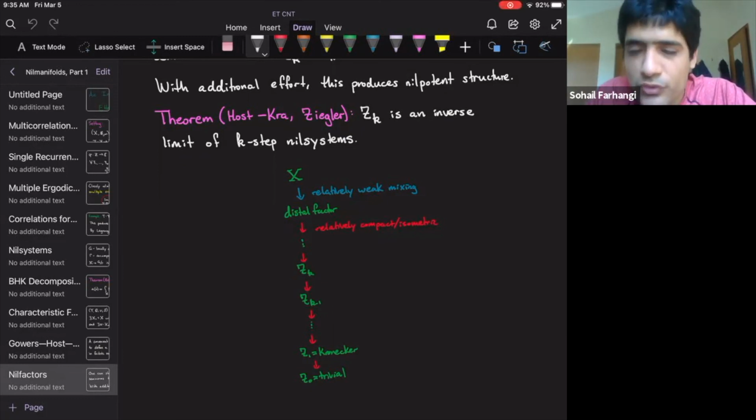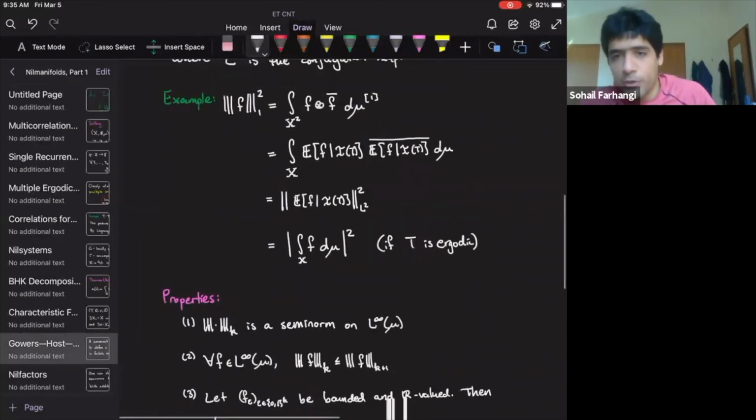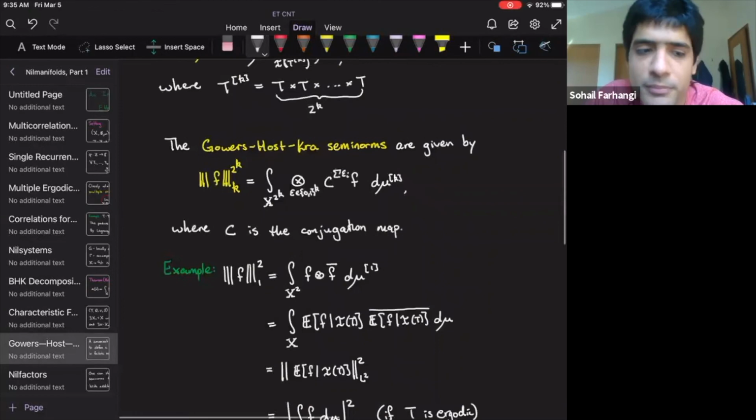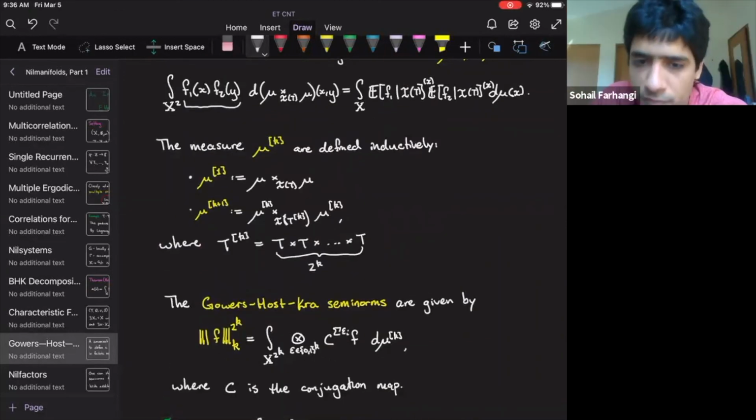Can you scroll back to the page with the formula of the Gowers-Host-Kra seminorms? I just wanted to see that again. I don't have a specific question about it, so other people can ask if they do. Is this a good portion of the page? Thank you.